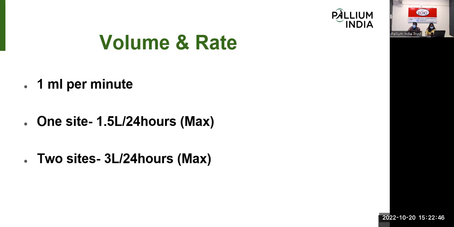There is no need to give this much, 3 liter or 3000 ml, subcutaneously. This is the maximum rate and volume I am telling. In our palliative care setting also, for the maintenance of quality of life, if we need to give any fluid for maintenance, we can give it subcutaneously. Next slide.